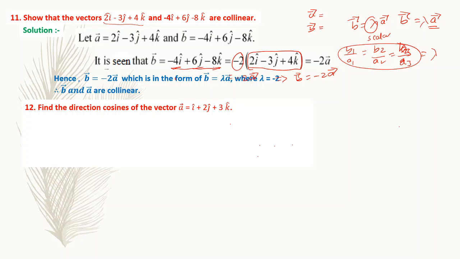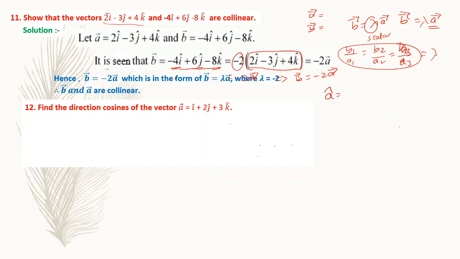That is question number 12. Find the direction cosines of the vector A. So direction cosines means, as we already know, cos alpha, cos beta, cos gamma. Let me tell you one simple method, dear students. This is also very easy. Just find out the unit vector for the given vector, and then write down the coefficients of i, j, and k. That will be the direction cosines.